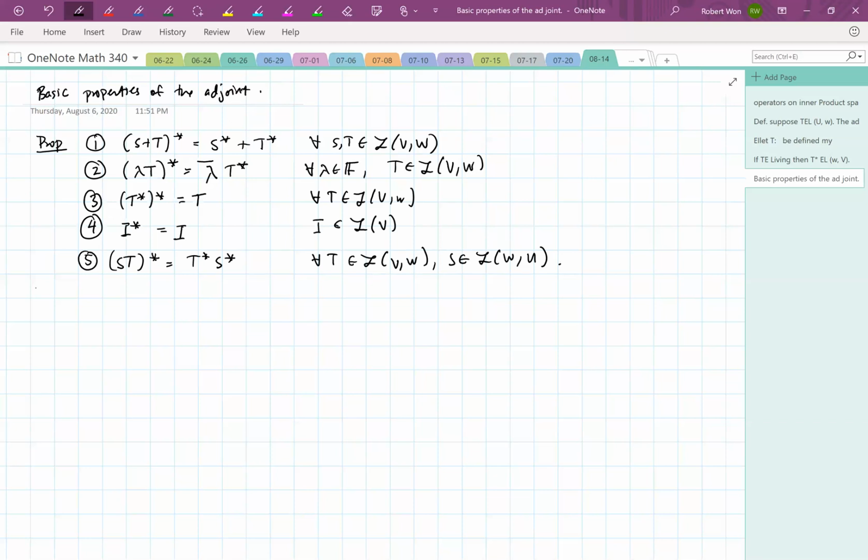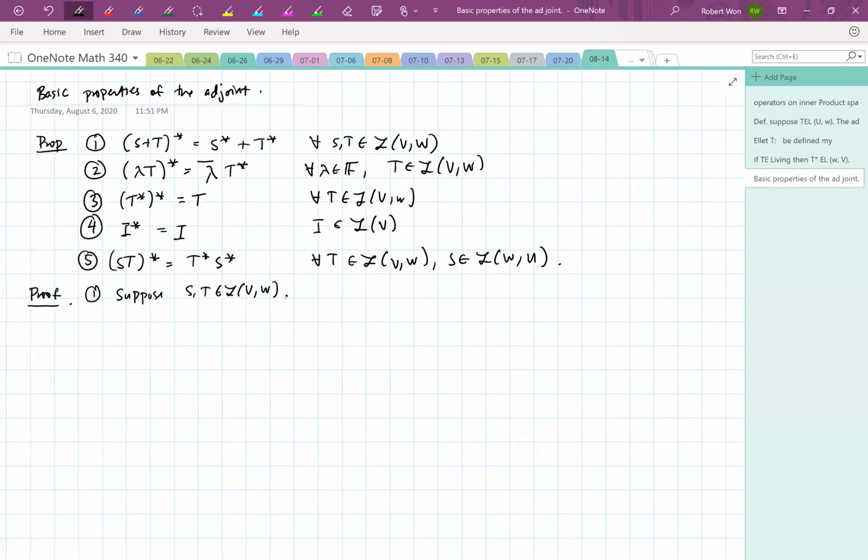Okay, let's prove these things. I mean, we want these things to be true, I think. And of course, for number 2, if the field you happen to be working over is R instead of C, then you can just pull out scalars. But when you pull out that scalar, you should be thinking, oh, I'm pulling out the complex conjugate of the scalar, because that's really what you're doing. You just don't see it if you work over R. Okay, so 1, suppose that S and T are linear maps from V to W.